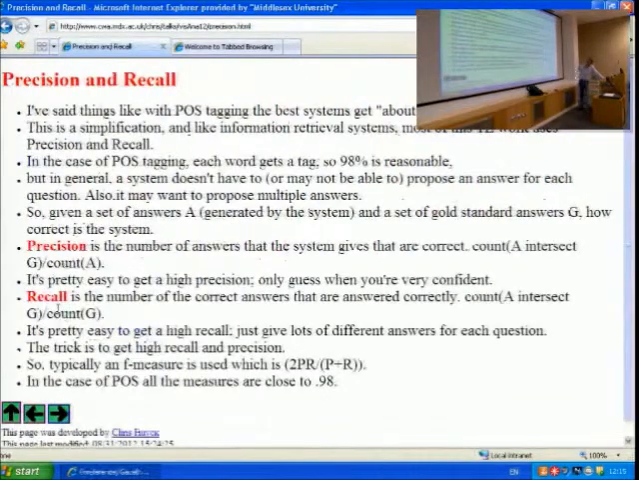Okay, which gives us 15 minutes of precision and recall. I've said things like with part of speech tagging, the best systems get about 98% of the words right. That's a simplification, because what counts as right is ambiguous. Right? In the case of part of speech tagging, each word gets tagged, so 98% is reasonable.